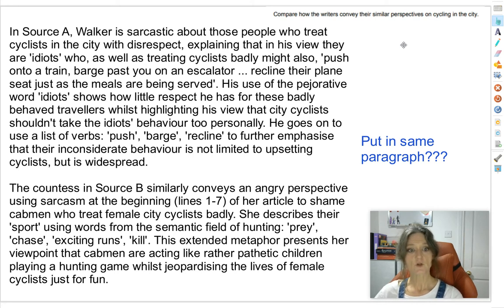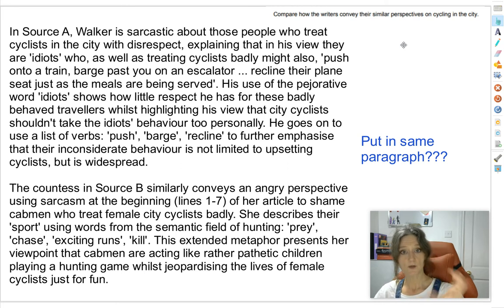His use of the pejorative word idiots shows how little respect he has for these badly behaved travellers, whilst highlighting his view that city cyclists shouldn't take the idiot's behaviour too personally. He goes on to use a list of verbs, push, barge, recline, to further emphasise that their inconsiderate behaviour is not limited to upsetting cyclists, but is widespread.